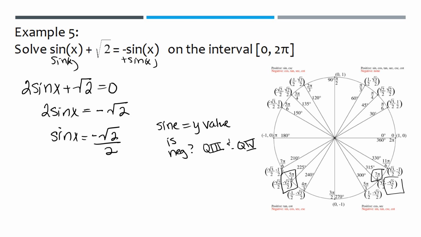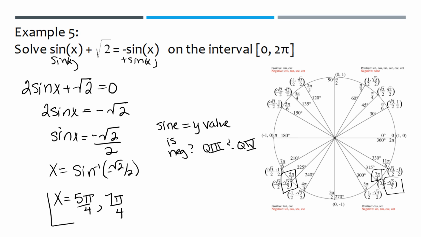Show that step to show your arithmetic work. x equals sine inverse of the square root of 2 over 2. Therefore, our two radians where sine equals negative root 2 over 2 are at 5 pi over 4 and 7 pi over 4. There are your two solutions. Great job, guys. Just a few more for today's lesson.